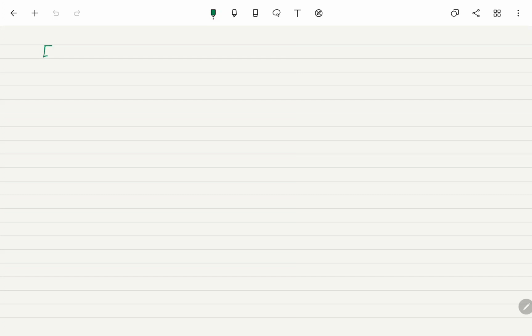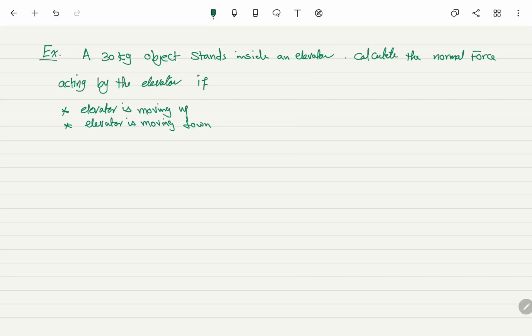Example: a 30-kilogram object stands inside an elevator. Calculate the normal force acting by the elevator if the elevator is moving up and if the elevator is moving down. So let's consider the first case. The elevator is going up. This is the first one here. So we have an elevator here, and we have an object inside the elevator.